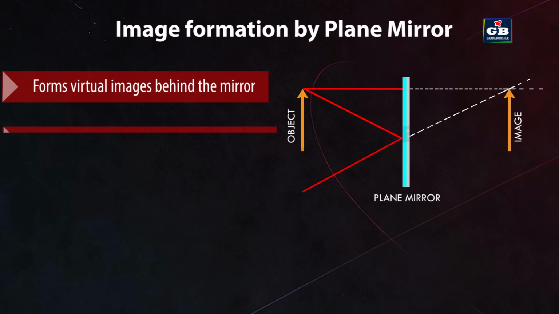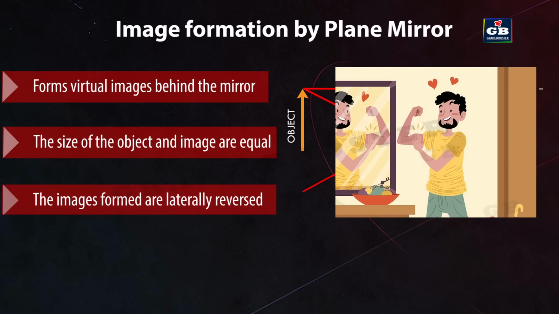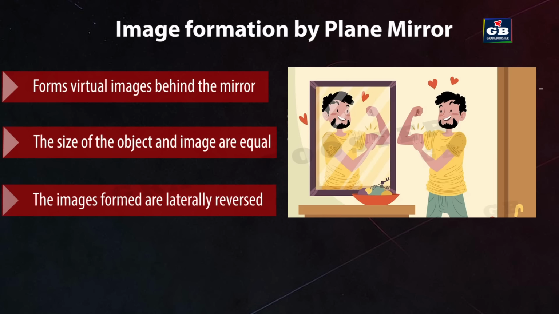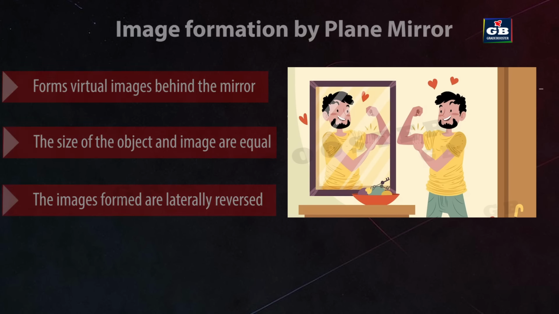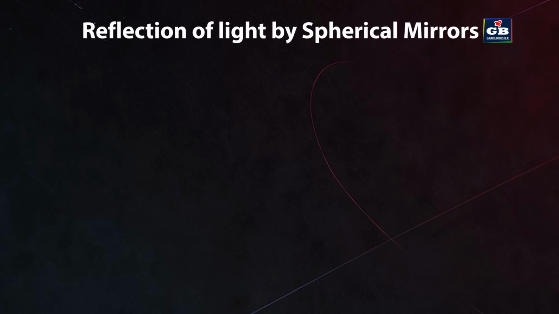Size and magnification. The size of the image in a plane mirror is the same as the size of the object. There is no magnification, which means that objects in a plane mirror appear to be the same size as they are in reality. Laterally reversed. The images formed by plane mirrors are laterally reversed, also known as left-right reversed. This means that if you raise your right hand in front of a plane mirror, your image will appear to raise its left hand.